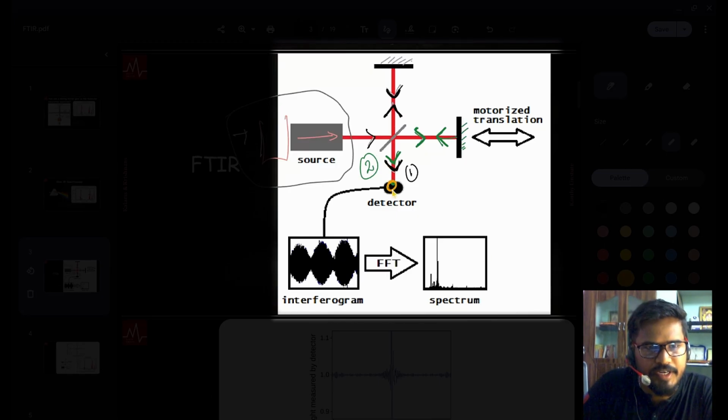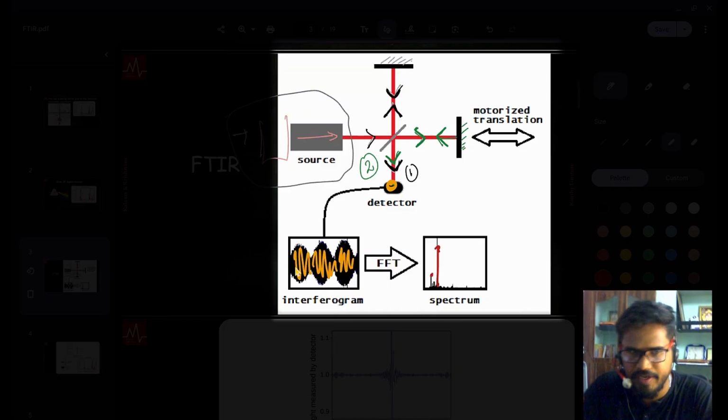Now at the detector, you have both the signals arriving. Typically, what we get is an interference between these two paths, 1 and 2. Two signals together, so you get this interferogram. And when you do a Fourier transform of that, you get the spectrum that you are interested in: which energies, which peaks are there, which energies are there in this oscillation. This is an FTIR setup.